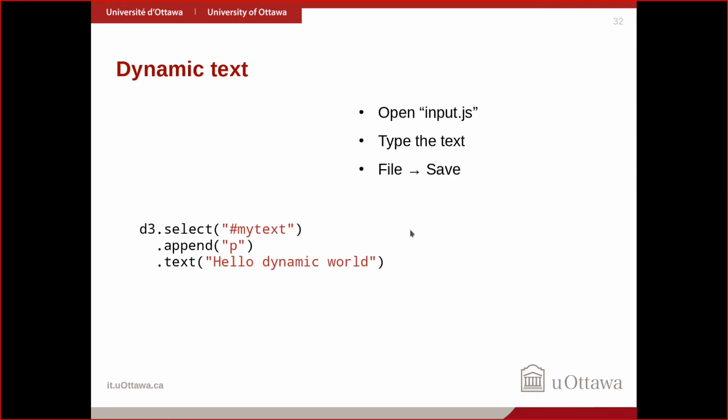So now we're going to play with dynamic text. We're going to open input.js again, and we're going to type some text in it. And the text we're going to type is this one. D3 is your JavaScript library. The dot means you're going to call a function of that D3 library. So we're going to select mytext, and that's the div that we just created in our HTML file. You use the hashtag sign to indicate that it has to be the ID mytext. And then we're going to append a paragraph to that element, and we're going to give a text to that paragraph.